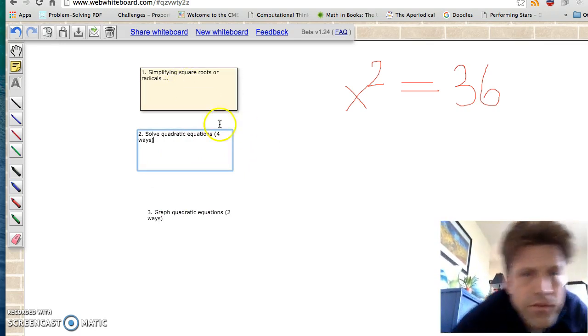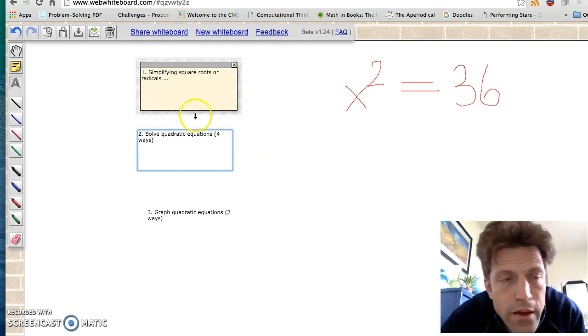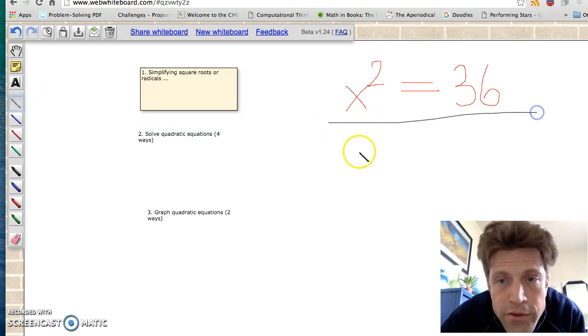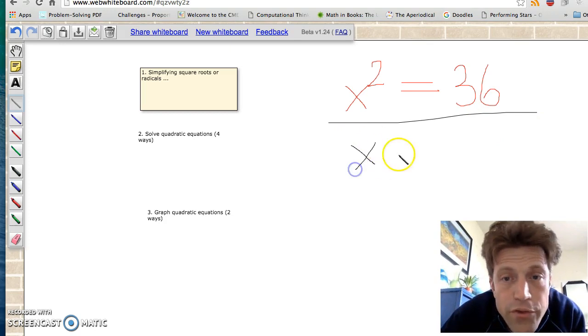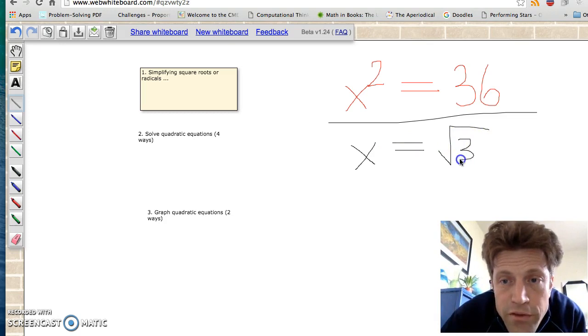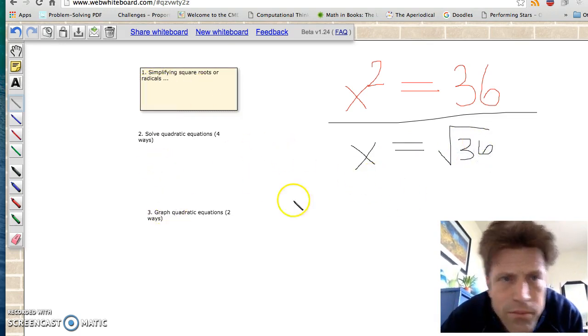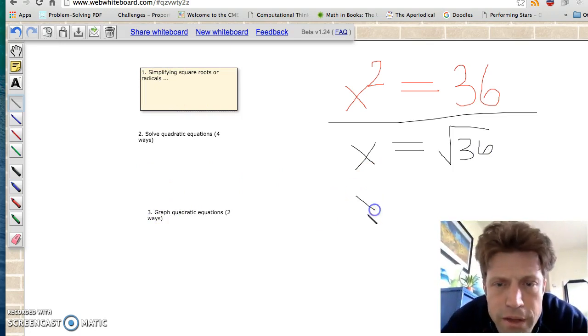So how do we simplify square roots and radicals? The issue with this concept, why we do it, period, is because a lot of times in math, if square rooting was all square rooting perfect squares, if it was all problems like this, then I wouldn't need to do a lesson on simplifying square roots and radicals. It would just be easy. It would just be x equals, in this case, 6.